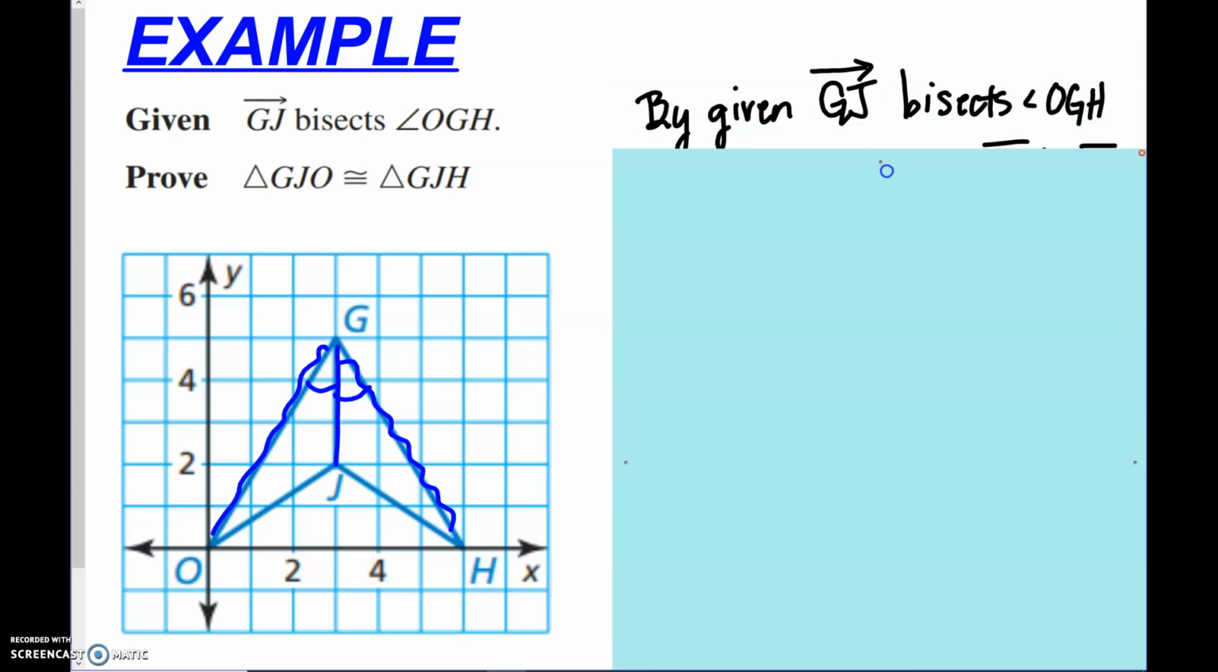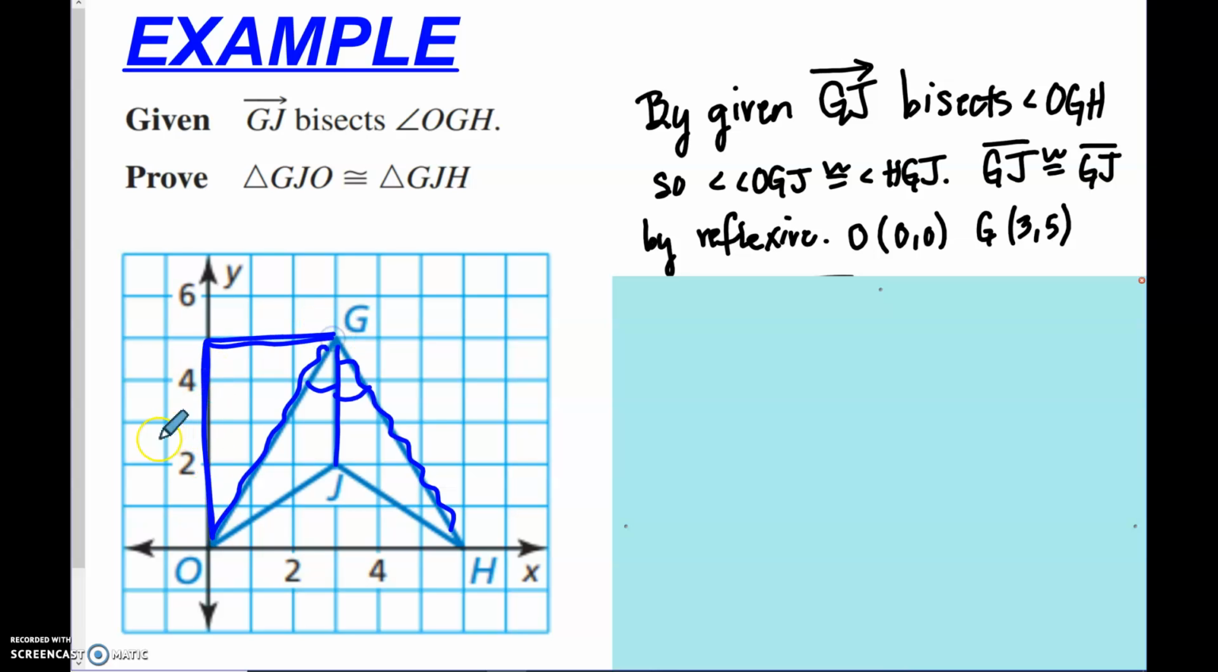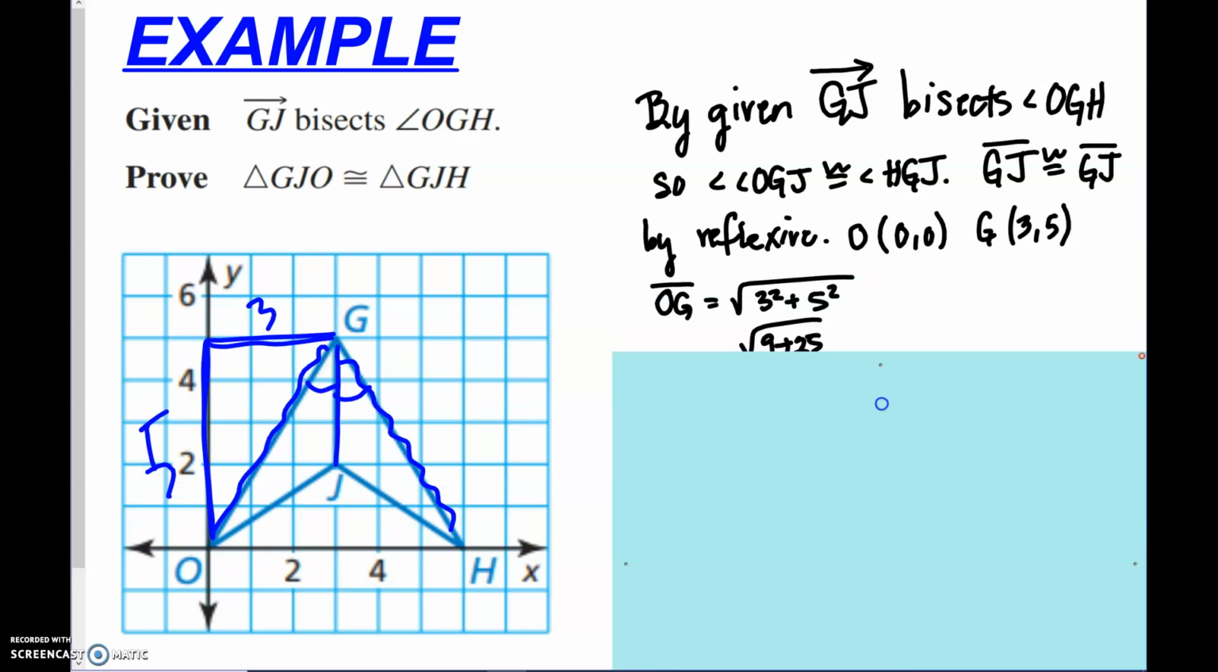So in here, I'm going to start by saying by given, GJ bisects angle OGH, so that makes those two angles congruent. And then GJ is congruent to GJ by reflexive. Okay, now I'm going to use this coordinate plane. Since O is at (0, 0) and G is at (3, 5), what I'm doing here is, in my head, I'm making a right triangle. The length of this is 5, and the length of this is 3. So I used the Pythagorean theorem here and said 3 squared plus 5 squared equals OG squared. And I got it to be the square root of 34.